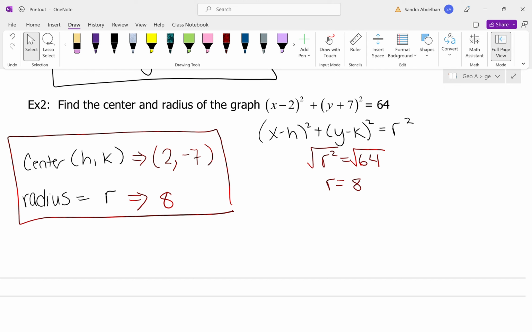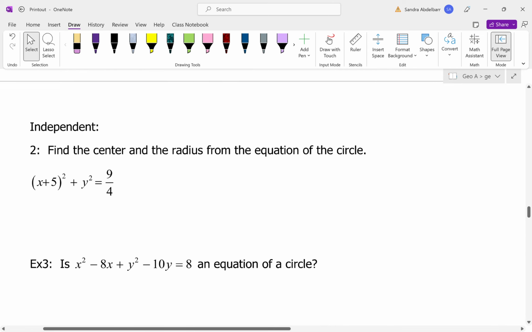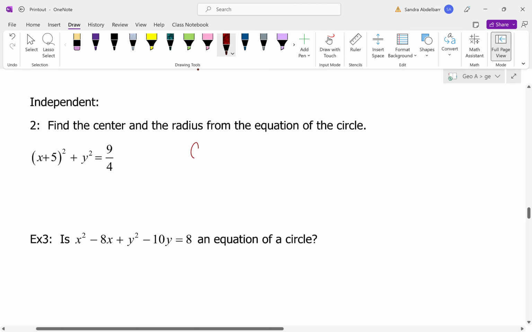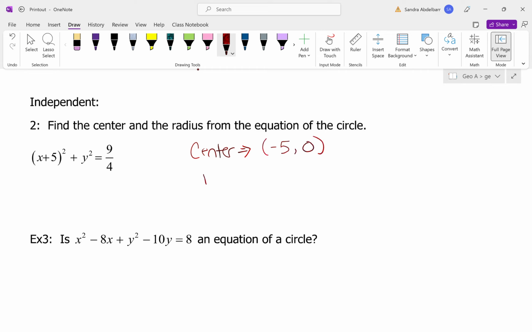Yes. All right, guys, let's go through this one. So somebody tell me, what was your center point? What did you identify as the center point? It is (-5, 0). What about the radius? What did we identify as the radius? Maya? Good. Guys, the radius squared was 9/4.